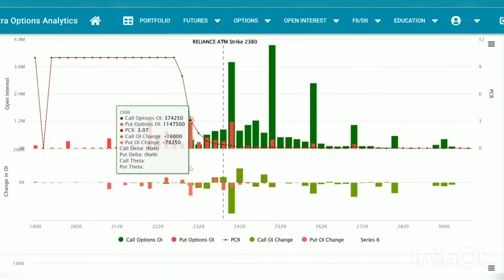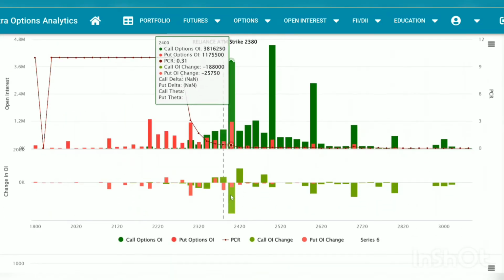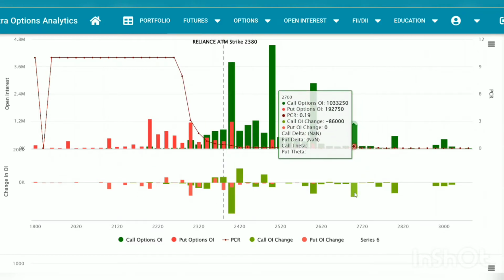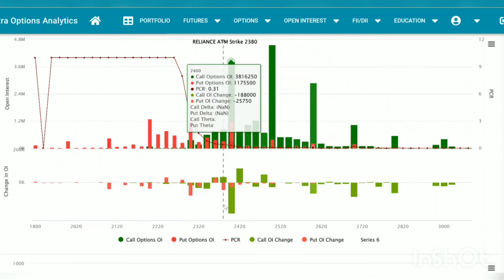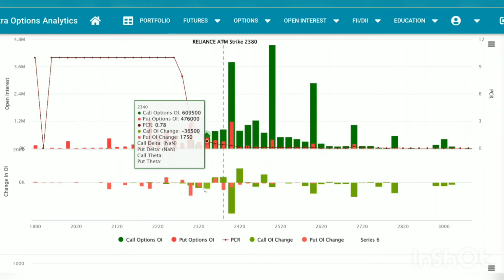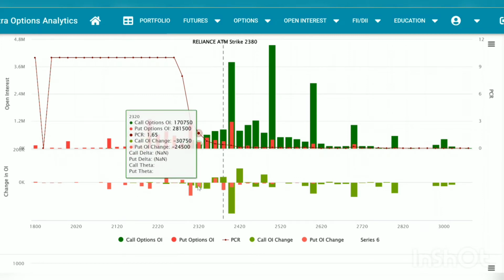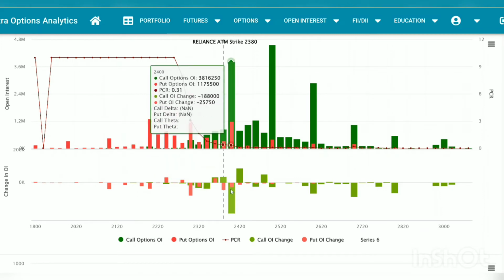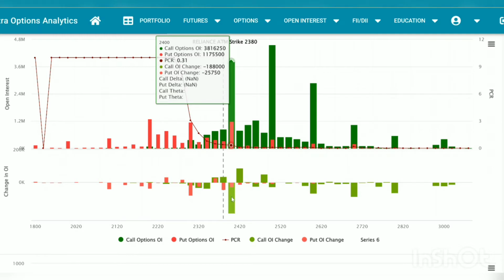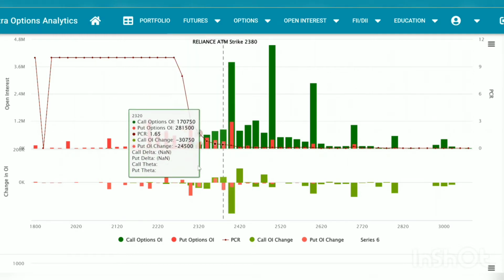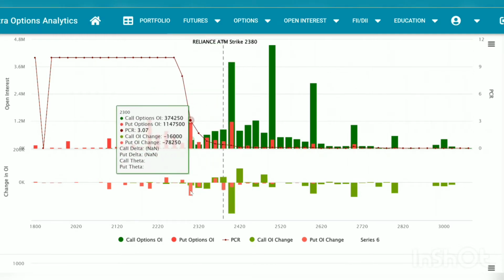If we see Friday's action, these 2400 call writers have covered their position. They might have thought Reliance will move up, so they covered. So many call writers covered their position, starting from 2700, 2600, 2400, even in the money 2340, 2320, 2300. Put writers also covered, 2380 and even 2300, so they might be thinking Reliance will come down.